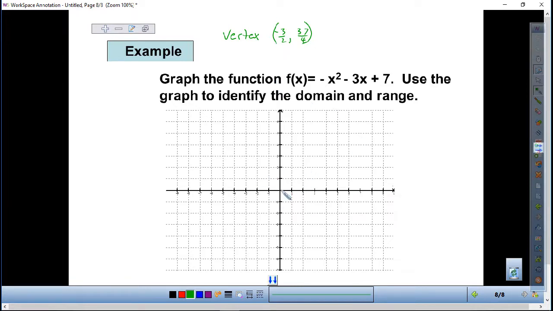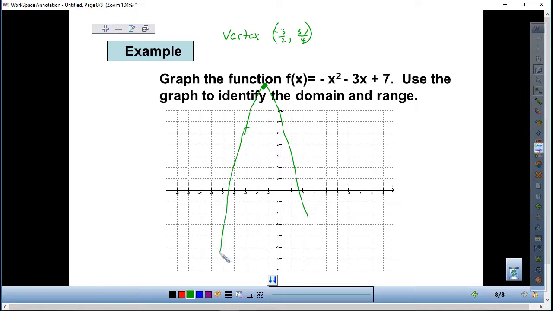So -3/2 is going to be -1.5, and then 37/4. How many times will 4 go into 37? It'll go 9 times and have 1 left over. So I'm going to go up way further than I actually have to. 6, 7, 8, 9. I'll be about right there. I'll just kind of guesstimate. And we know that since a is negative, this thing's going to open down.